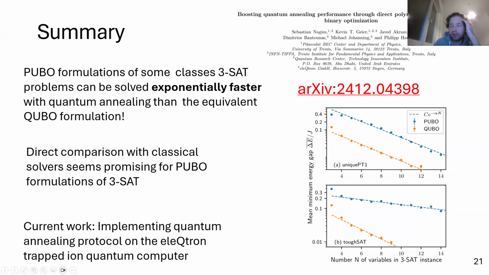Okay, and then to summarize, we saw that the PUBO formulation for some specific classes of 3-SAT problems can be solved exponentially faster with quantum annealing than the equivalent QUBO formulation, which you usually consider when you submit your problem to D-Wave or another hardware. And also, when you directly compare the PUBO performance with classical solvers, it seems at least interesting that the adiabaticity time scales this favorably. And here, the top right is the paper, where a bit more details are also included if you're interested.